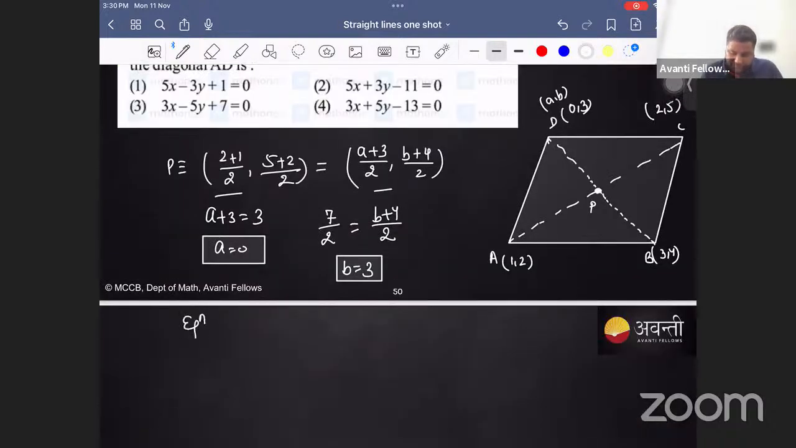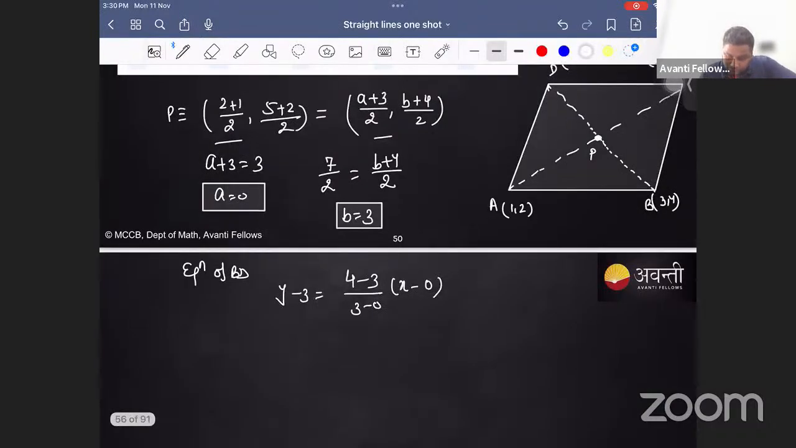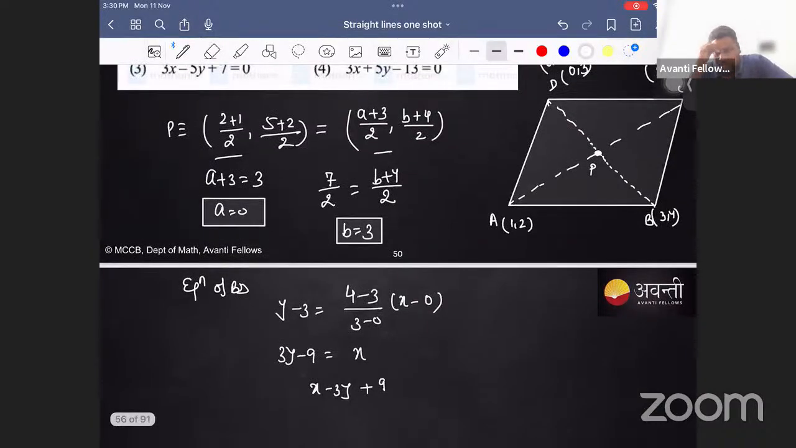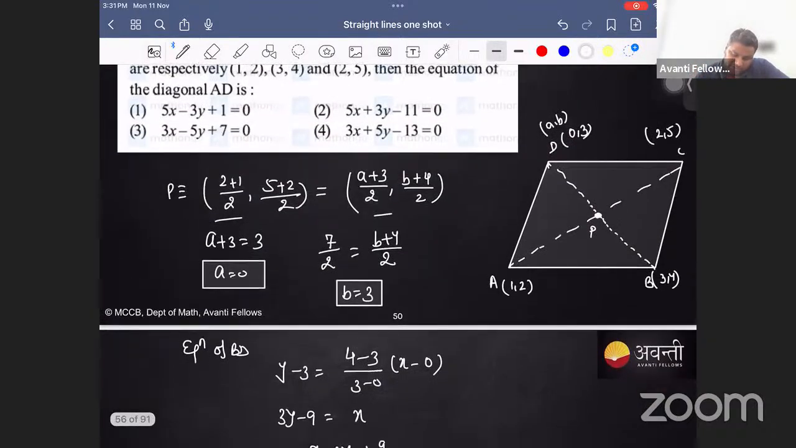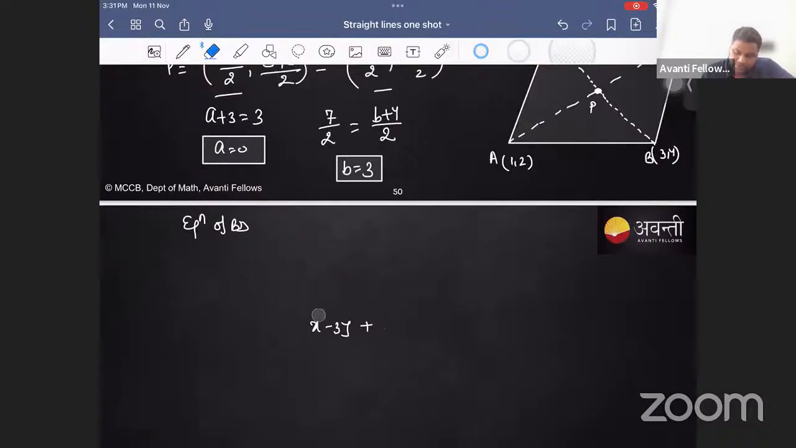So equation of BD will be y minus y1 equals (y2 minus y1) upon (x2 minus x1) into (x minus 0). So 3y minus 9 is x. That's it. So x minus 3y plus 9. Okay, just a moment. I am finding the equation of BD, but they have asked in the question the equation of AD. Sorry. This is what you don't have to do. We have to find out the equation of AD.